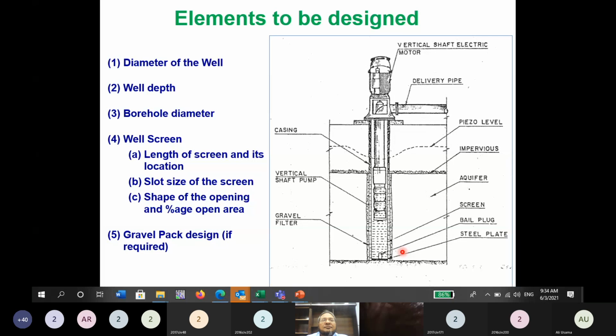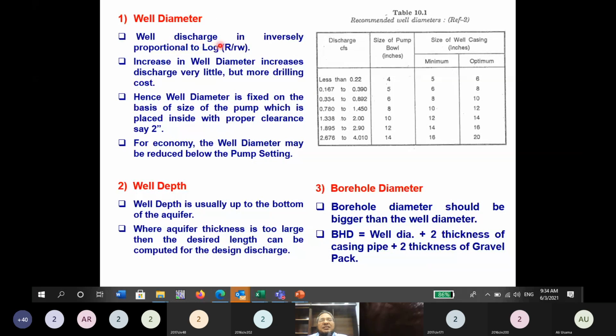So now we will design all these 5 parameters. Well diameter: if you look at the discharge equation, discharge is inversely proportional to log of R over RW. What is R, radius of influence, RW radius of the well. So it is inversely proportional. So an increase in well diameter increases discharge very little, but the increase is very small, but it means more drilling cost. So if we keep a bigger diameter, its drilling cost would be more. Hence, well diameter is fixed on the basis of the size of the pump. What is the size of the pump, on that basis, which is placed inside with proper clearance of 2 inches.